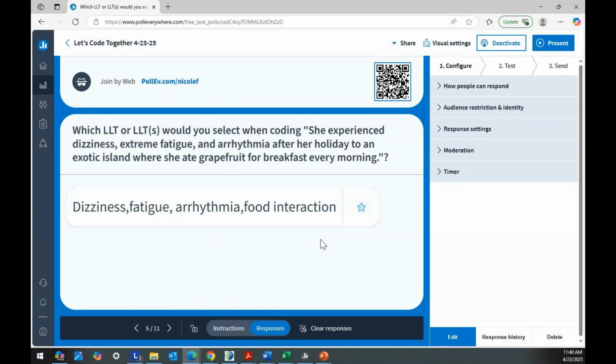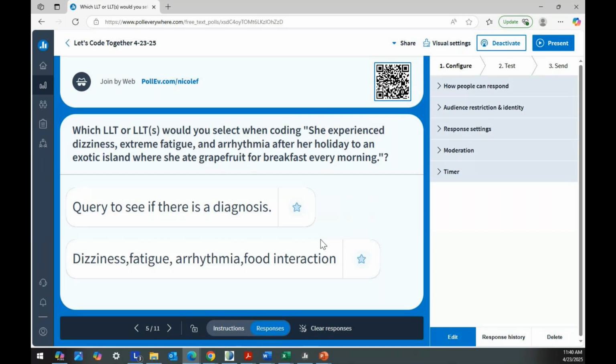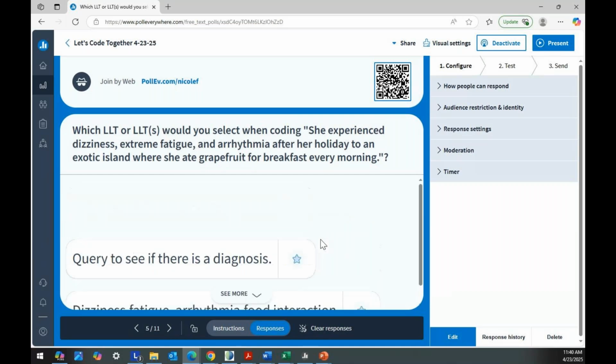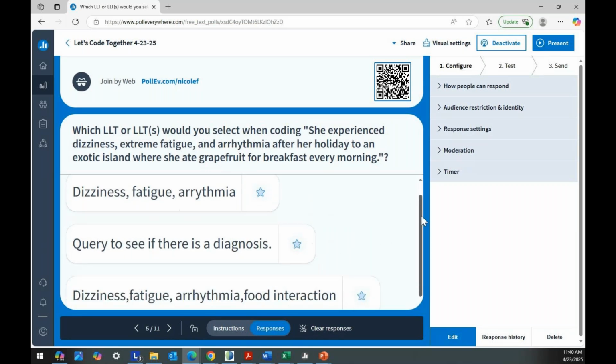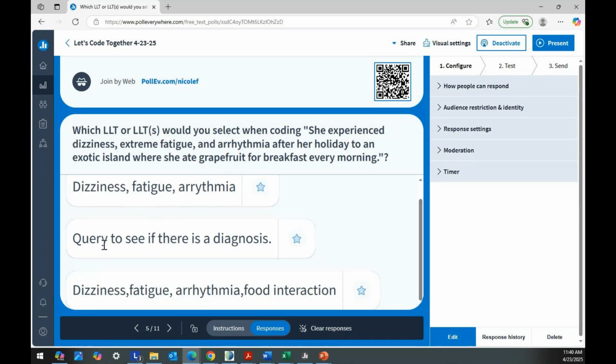Okay, there we go. All right, we got some dizziness, fatigue, arrhythmia, food interaction. All right. Multiple LLTs. Somebody would like to see a query issued on this to come up with a diagnosis.